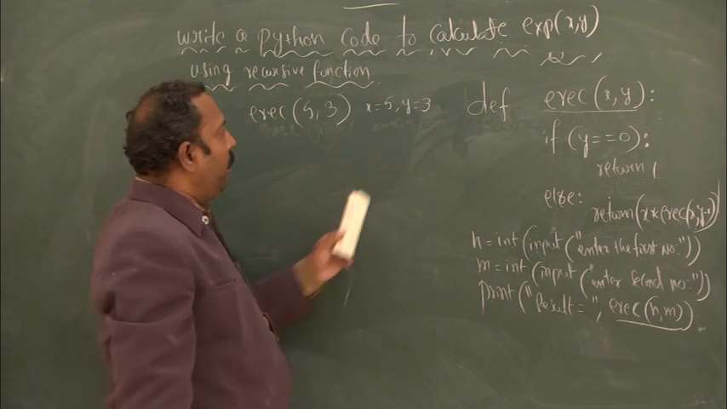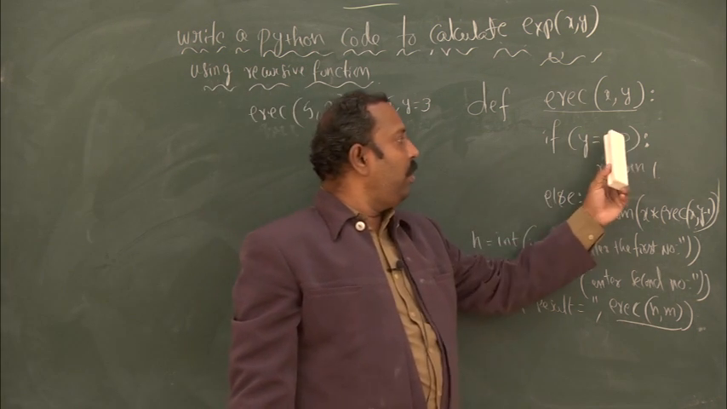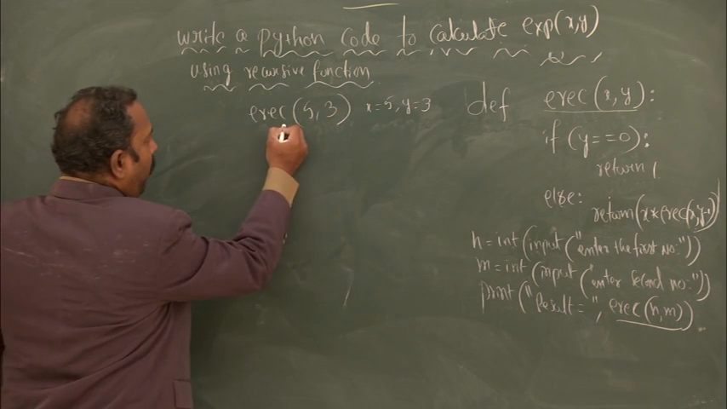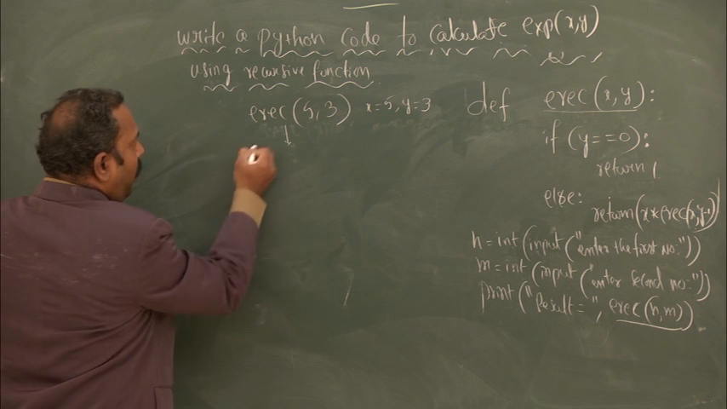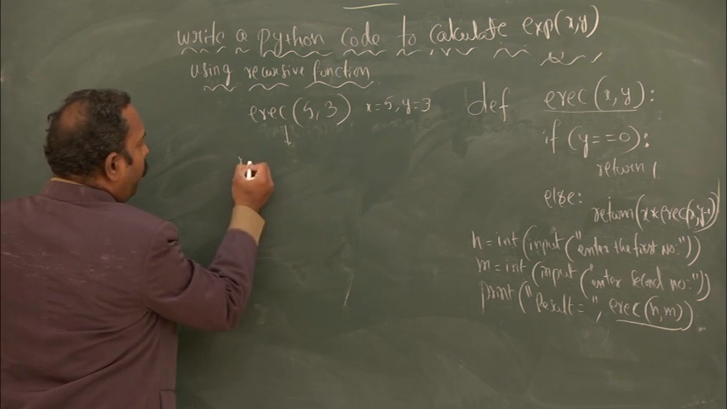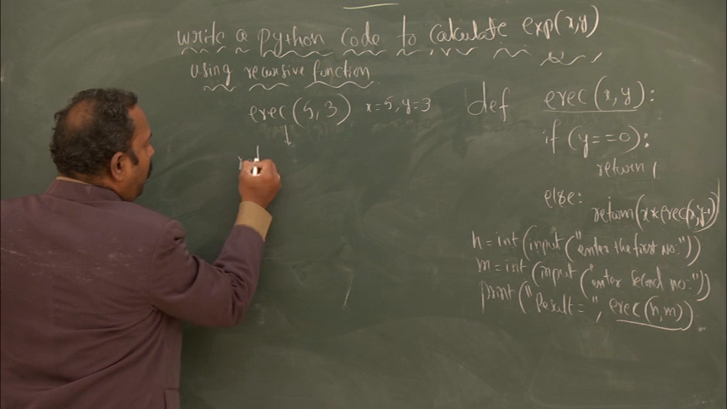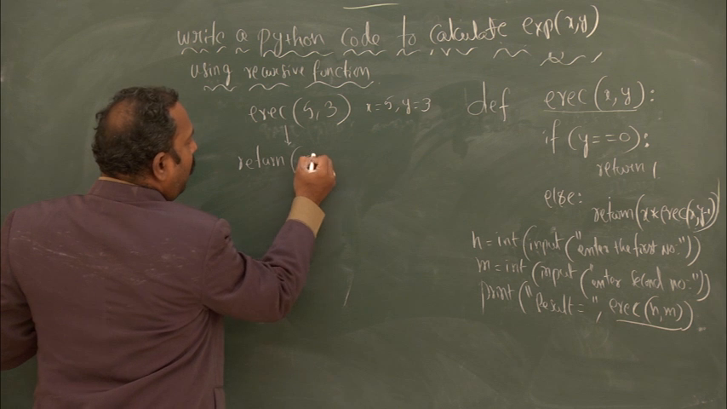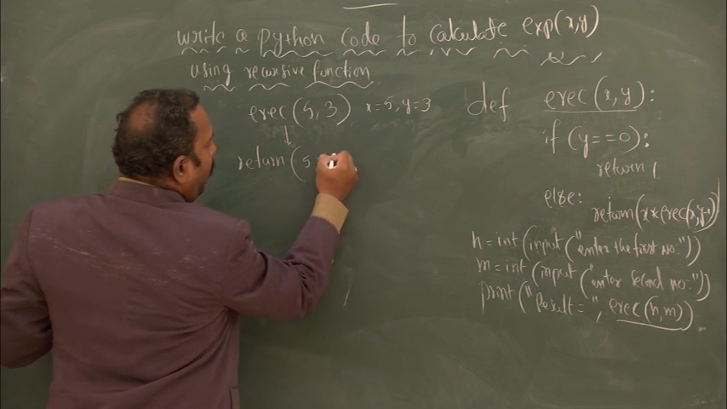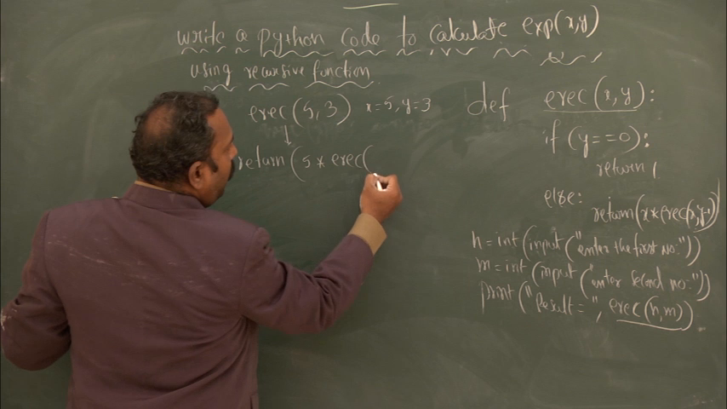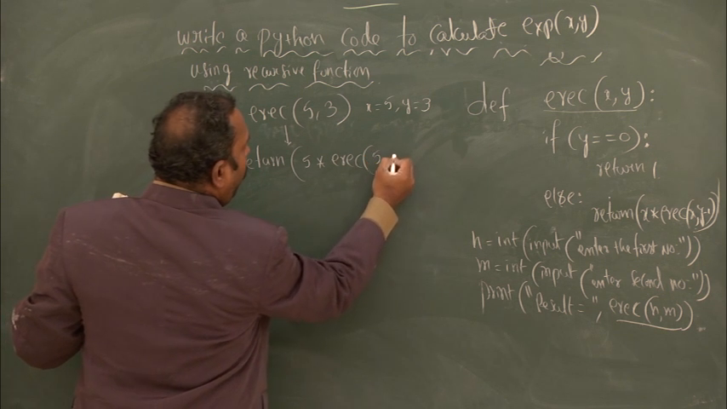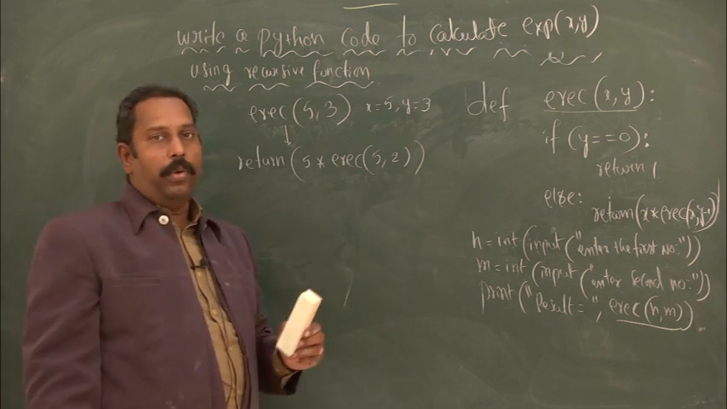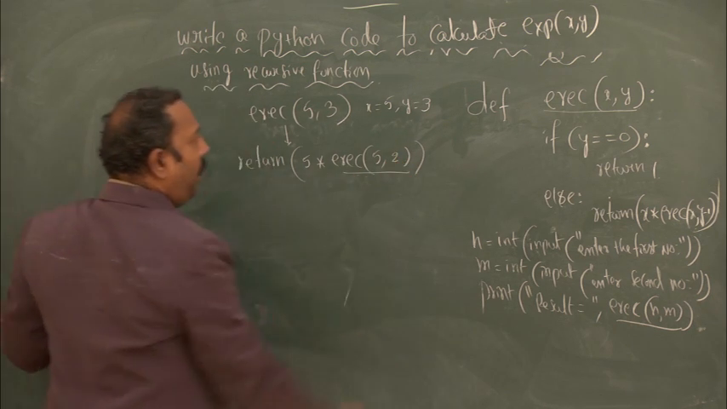So what will happen here? Here y value 3 equal to 0, the condition is false, so it comes to the else case, and now it is going to be executed. Whenever there is a function call here, 5 comma 3, what are we going to execute? Return of x into, what is the value of x? 5 into EREC of x comma y minus 1, that is 5 comma 2. Again there is a function call here.